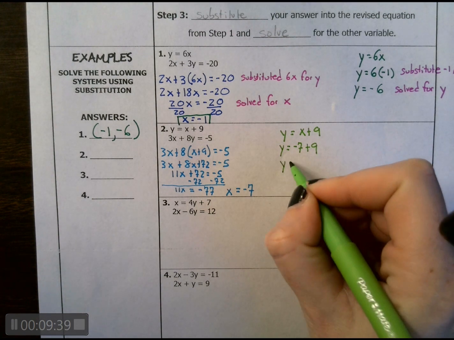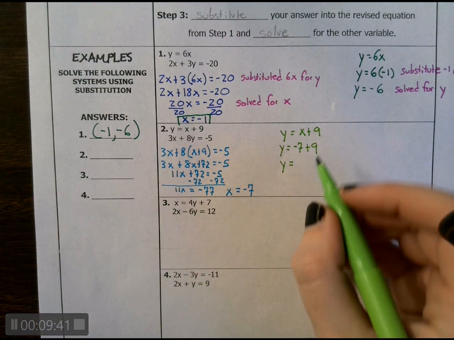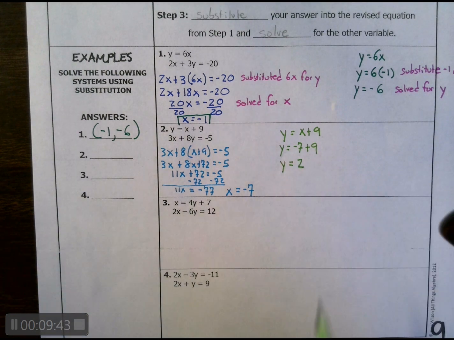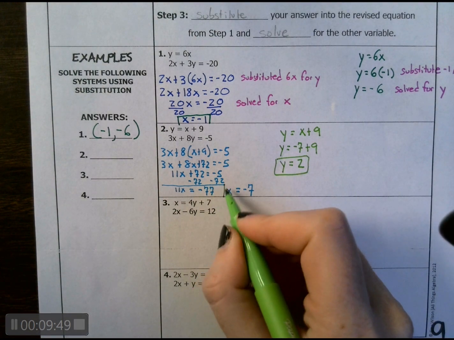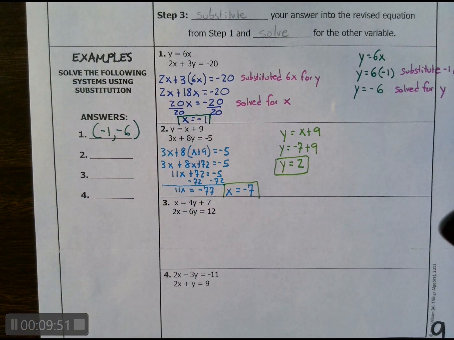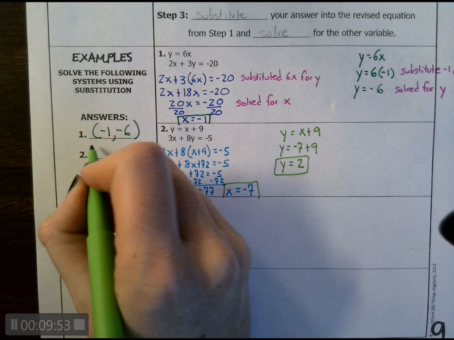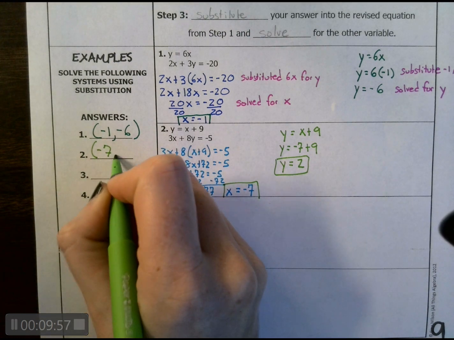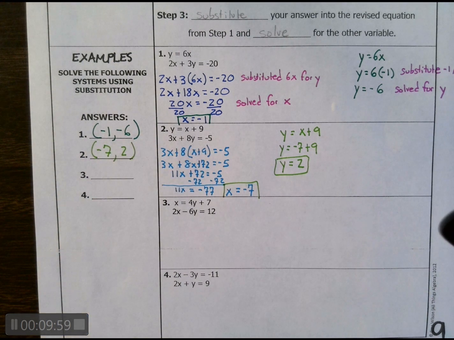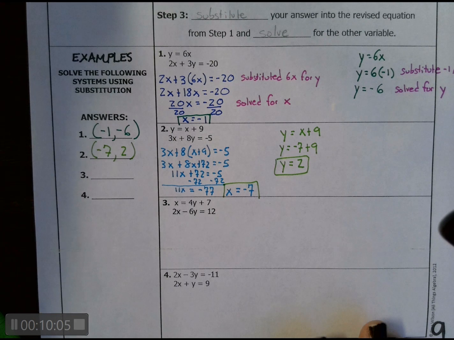What's -7 plus 9? Do it in your calculator if you can't figure this out. It's going to be +2. So then we have our answers of y equals 2 and x equals -7. And so this is going to be our coordinate point of -7, positive 2. Good so far? Alright, let's try the next one.